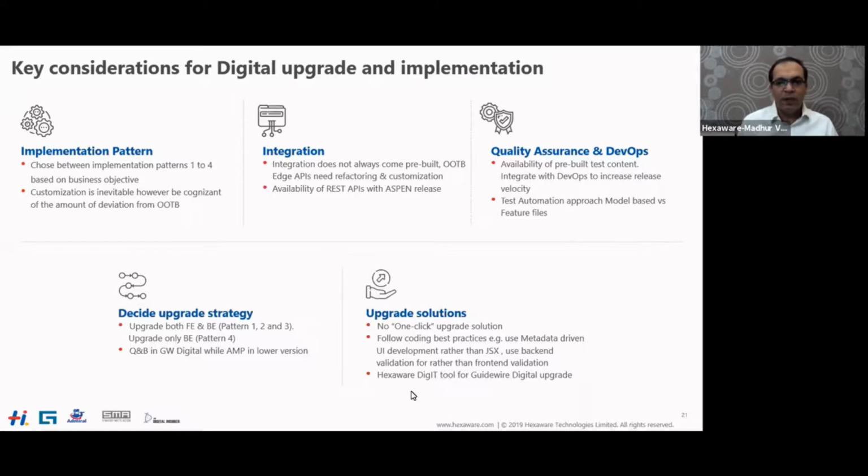For example, a metadata-driven approach that we talked about for UI development, rather than following the JSX configuration, and validations being built more in the backend rather than in the front end. At Hexaware, based on our learnings and experience of working with Guidewire on Jutro development, we have built a Digit tool which can help in faster upgrade from Enterprise Engage to Digital 11.1, and that can be used by insurance companies to bring in some automation in the upgrade process.